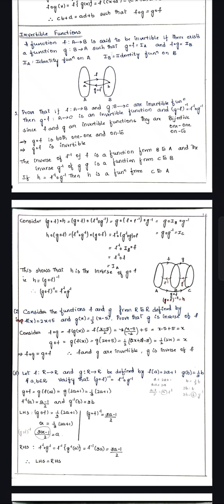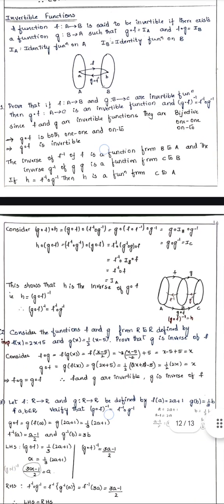Now, next concept is invertible functions. A function f from A to B is said to be invertible if there exists a function g from B to A such that g of f is equal to I_A and f of g is equal to I_B. I_A is the identity function of A and I_B is the identity function of B.